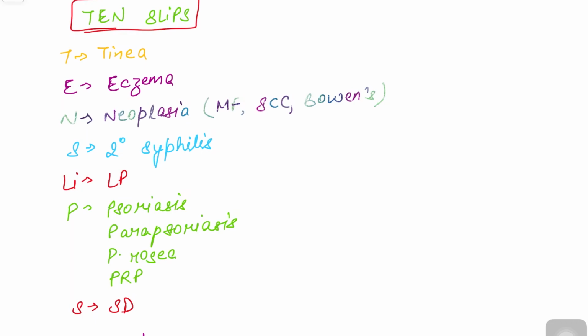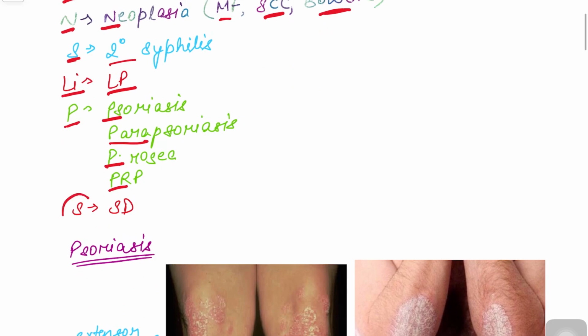Actually it is a long list. The mnemonic is TEN SLIPS. T is tinea, E is eczema, N is neoplasia, which contains mycosis fungoides, squamous cell carcinoma and Bowen's disease. Then S is secondary syphilis, L is lichen planus, and the P stands for psoriasis, parapsoriasis, pityriasis rosea and pityriasis rubra pilaris, whereas the last one is seborrheic dermatitis.